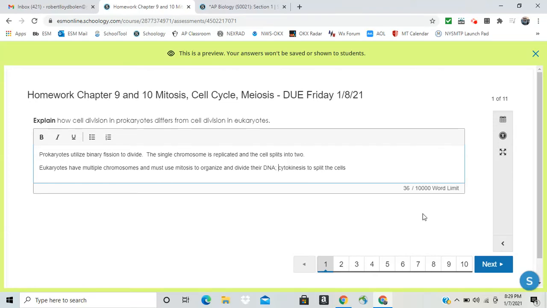Hey AP Bio, so here are the answers to the homework questions for mitosis, the cell cycle, and meiosis. So the first question here says, explain how cell division in prokaryotes differs from cell division in eukaryotes.